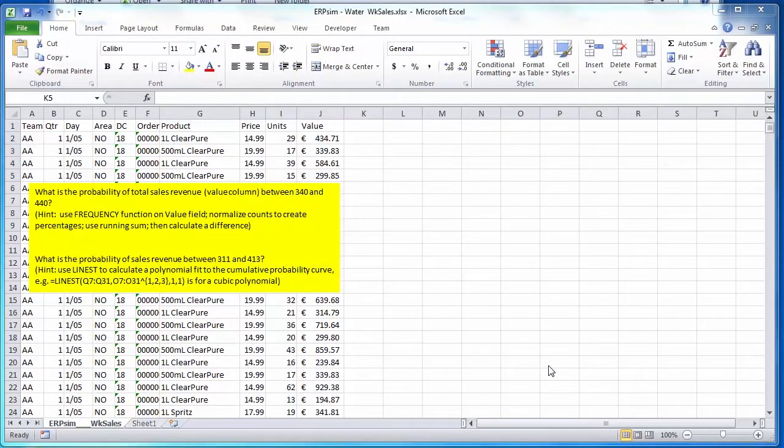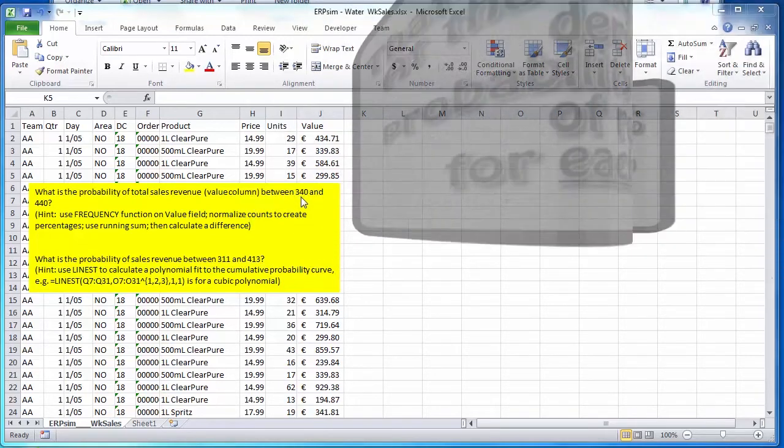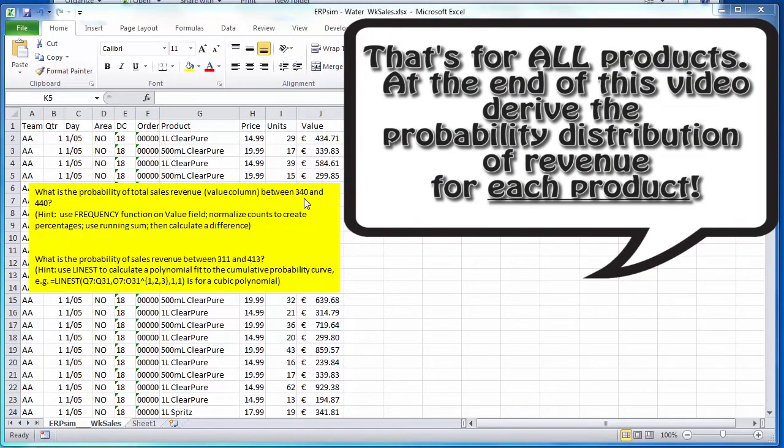Hi, I'm going to go over some of the things that I went over in class. Specifically, I want to review, or at least record so you can look at this again if you need to, how to answer questions like what is the probability of an event occurring that's between two numbers. So in this case, it's what's the probability of sales revenue between 340 and 440.